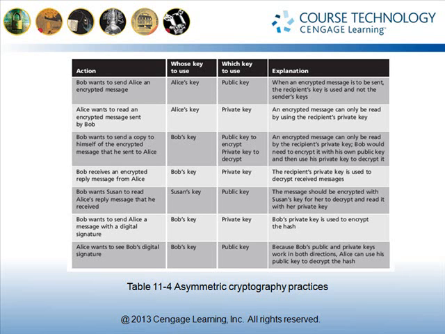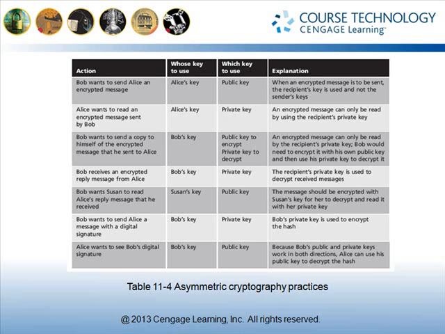Now, public and private keys oftentimes result in confusion about what key do I use and when should I use the key. This table lists some of the reasons and actions and whose key to use. If Bob wants to send Alice an encrypted message, he uses Alice's key, her public key. If Alice wants to read an encrypted message sent by Bob, she's going to use Alice's key, that is her private key. And we can see the other variations as well.